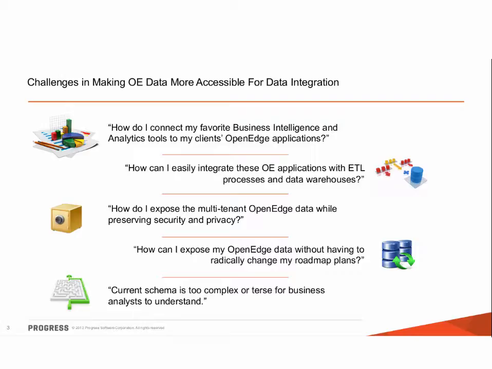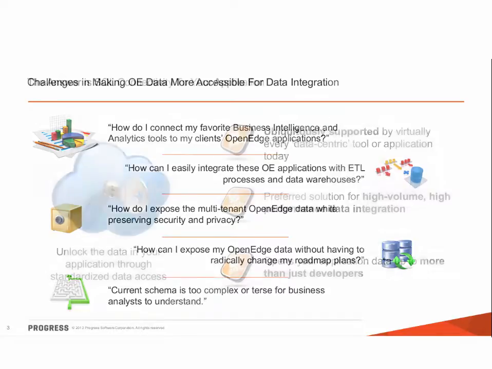How can I expose my OpenEdge data without having to radically change my roadmap plans? How do we implement this very easily and quickly? And a lot of times the current schema is far too complex or maybe terse for business analysts to understand. So how do we simplify that? How do we make that easier for everyone who's accessing the data to understand?